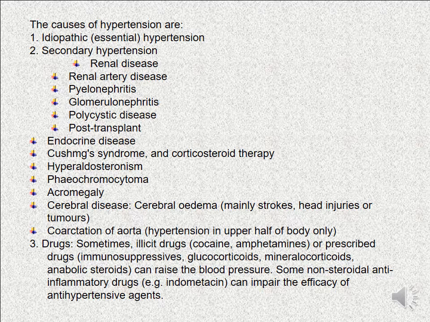Other etiological factors are drugs, sometimes illicit drugs, cocaine, amphetamines, or prescribed drugs: immunosuppressive drugs, glucocorticoids, mineralocorticoids, and anabolic steroids can raise the blood pressure. Some non-steroidal anti-inflammatory drugs like indomethacin can impair the efficiency of antihypertensive agents.